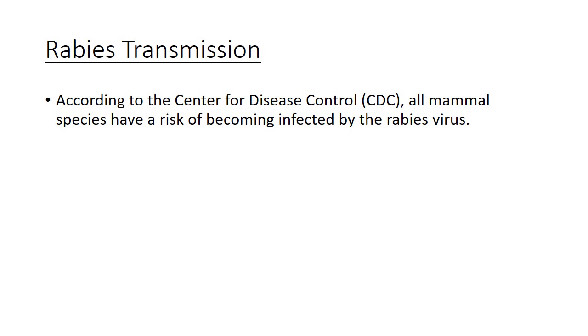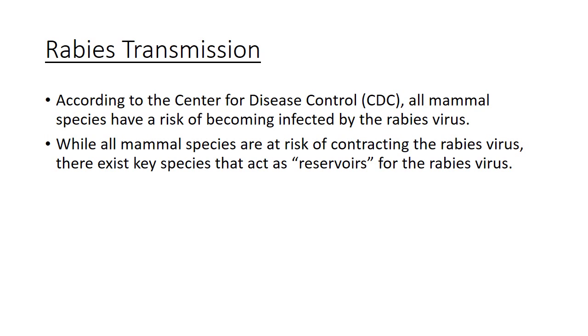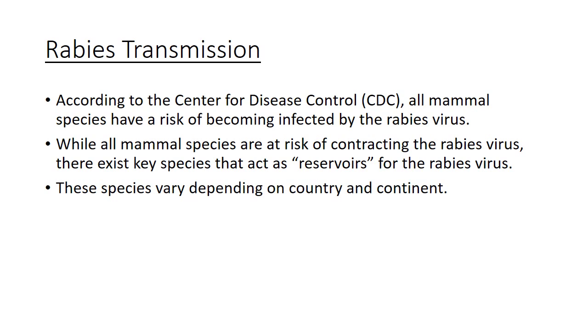Rabies transmission. According to the Center for Disease Control, all mammal species have a risk of becoming infected by the rabies virus. While all mammal species are at risk of contracting the rabies virus, there exist key species that act as reservoirs for the rabies virus. These species vary depending on country and continent.